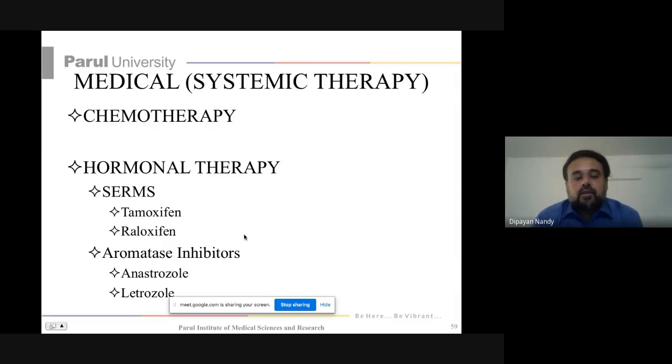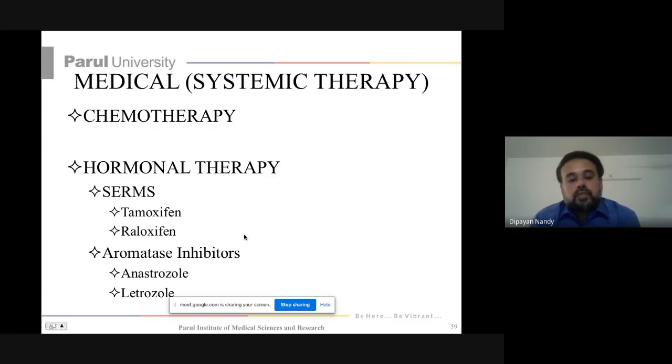The next one is the hormonal therapy. Here comes the importance of the ER/PR receptors that we had discussed in the pathology segment. ER/PR positive patients respond very well to the SERMs, or the selective estrogen receptor modulators, tamoxifen and raloxifene. They can be given for 5 years or nowadays even up to 10 years post completion of surgery and chemotherapy. And they have been found to be very effective in improving the survival and also preventing the recurrence.